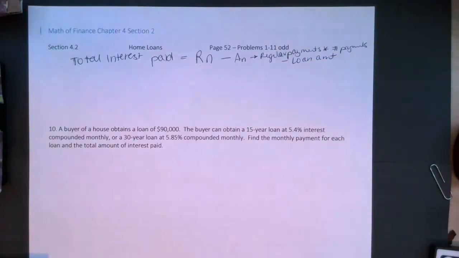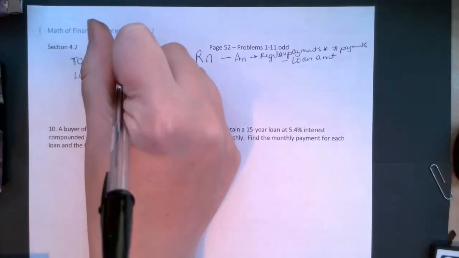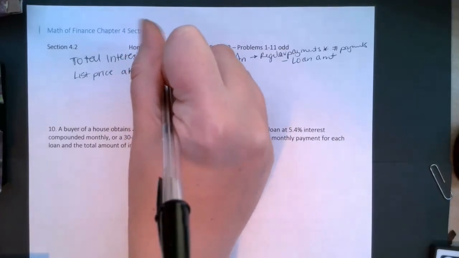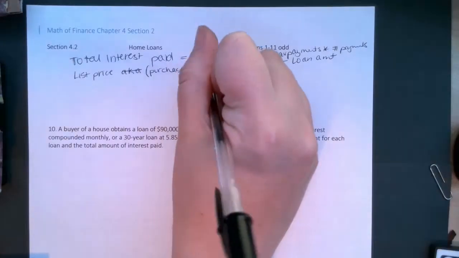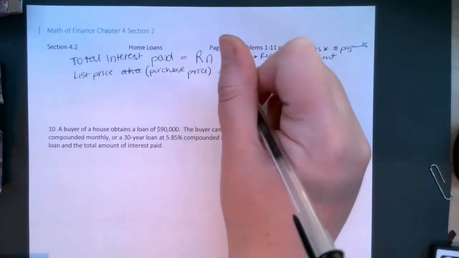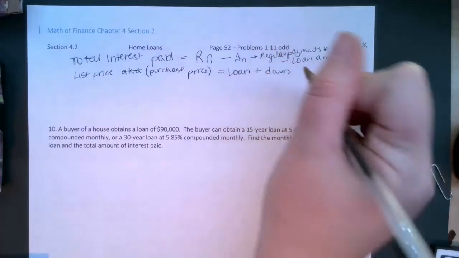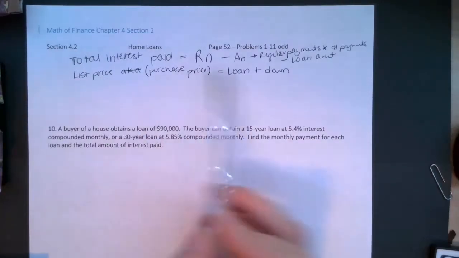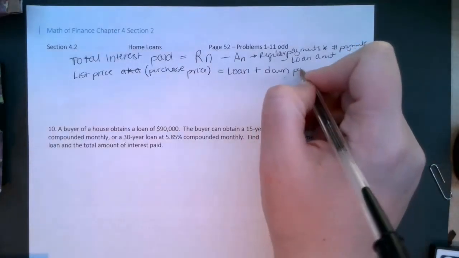The next piece we need is the list price, also known as the purchase price, is equal to the loan amount plus the amount of money that you put down. So that means that if we want to find the loan, then we would take the list or purchase price and we would subtract the down payment.